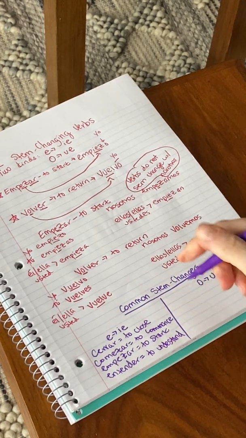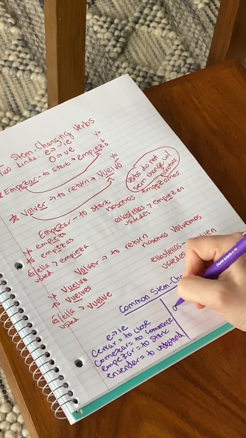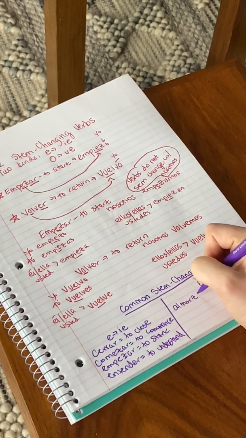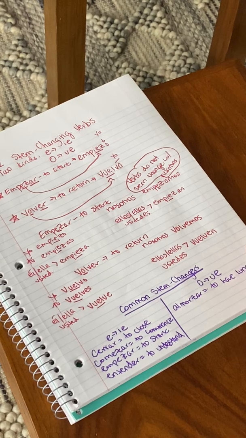Okay, we're going to start over here with O to UE. Almorzar, that should sound familiar. It means to lunch, to do lunch, to have lunch. Because almuerzo is lunch, the noun.